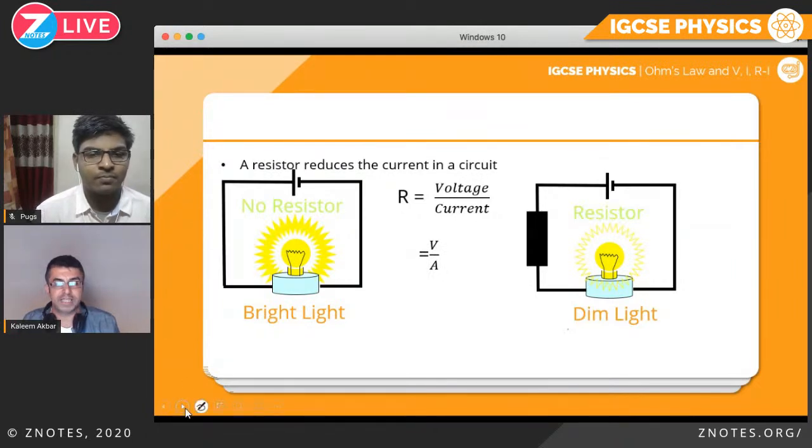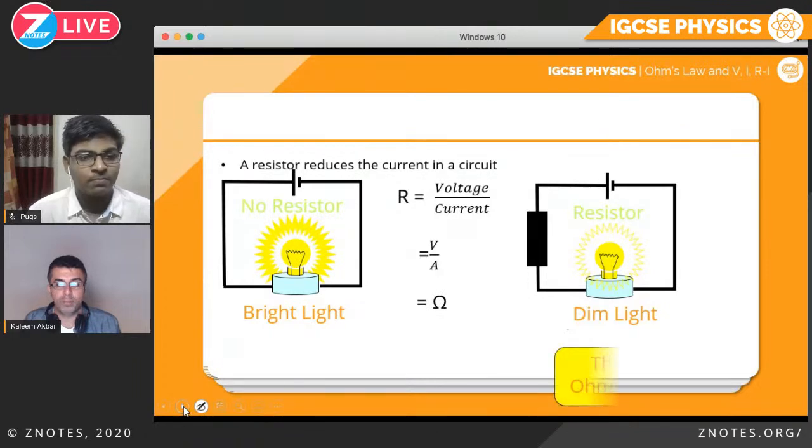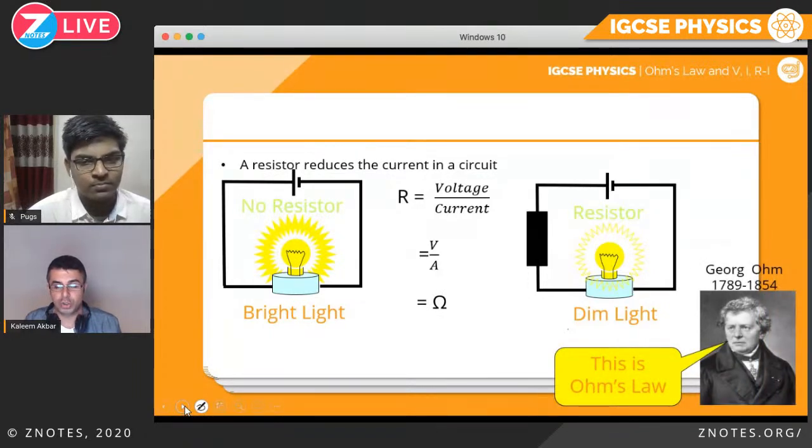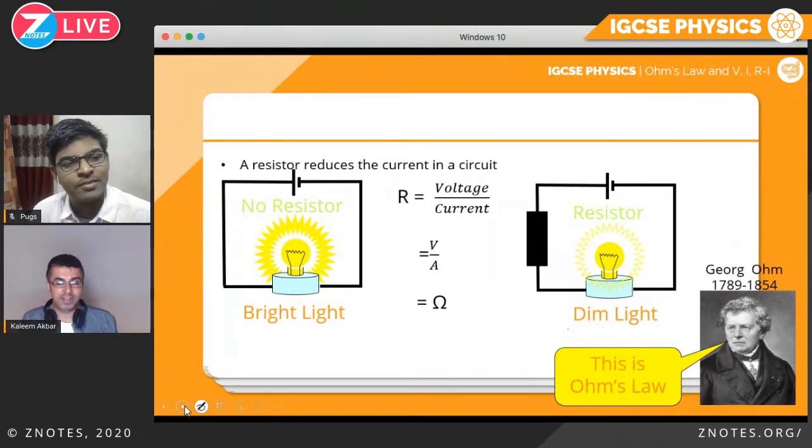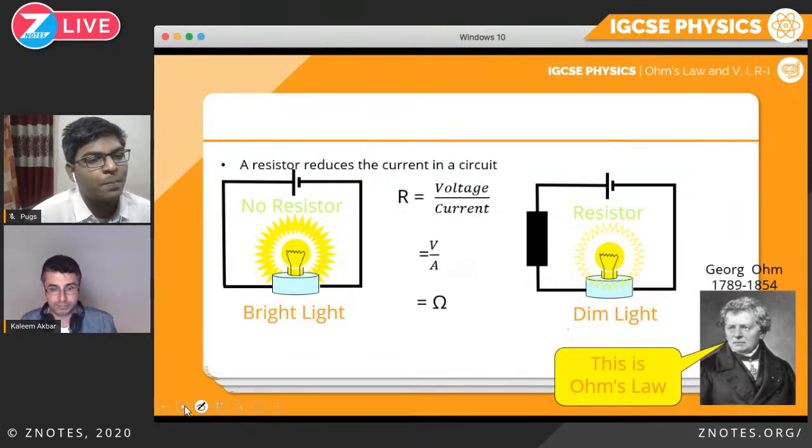So the formula is R equals V over I, which is voltage over amps. And the unit for that was named after Ohm. This is known as Ohm's law. George Ohm called it the ohm way, way, way back. I can't remember the year. Now, the formula is called Ohm's law, right? This is not the Ohm's law experiment. It's just the formula itself.